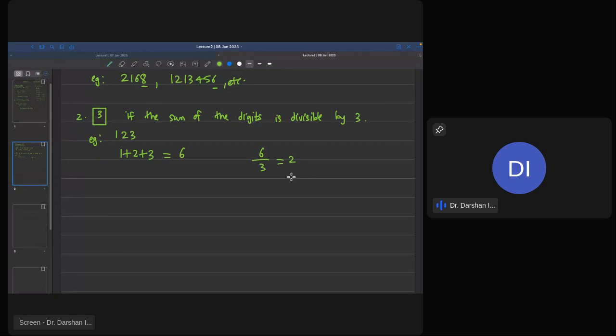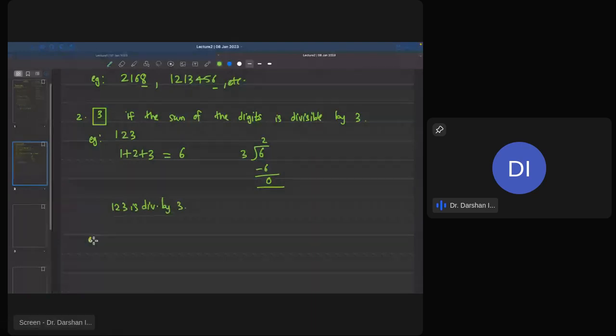Or I will write it in a more specific way. 6 divided by 3, 3 twos are 6. Remainder comes out to be 0. So I can say that yes, 123 is divisible by 3 because the sum of digits is divisible by 3.